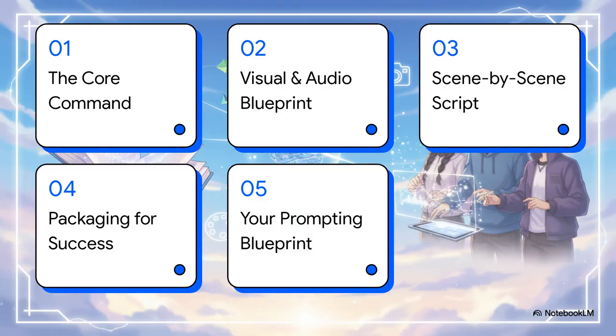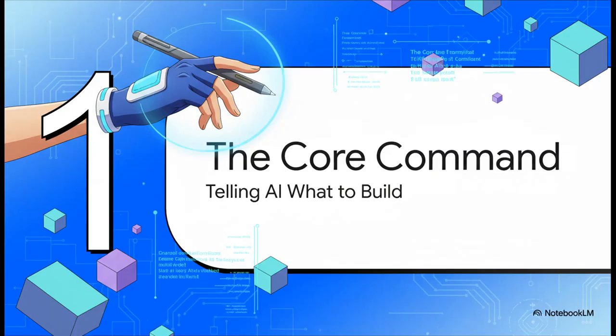So, here's the game plan for breaking down this blueprint. We're going to start with the core command, move on to the visual and audio plan, then we'll dive deep into the scene-by-scene script and wrap it all up with packaging for success. And you'll want to stick around, because at the end, we're going to tie it all together into a super simple framework you can use like today. All right, let's kick things off with part 1, the core command.